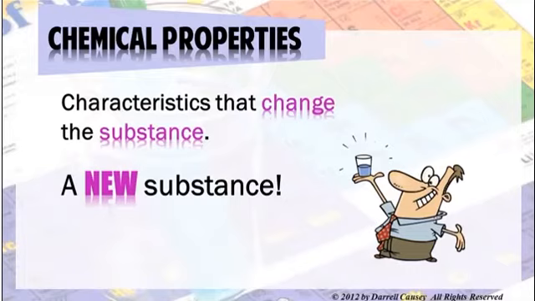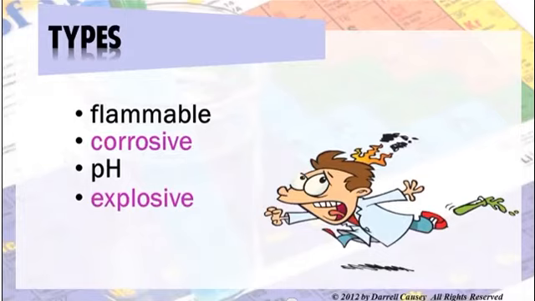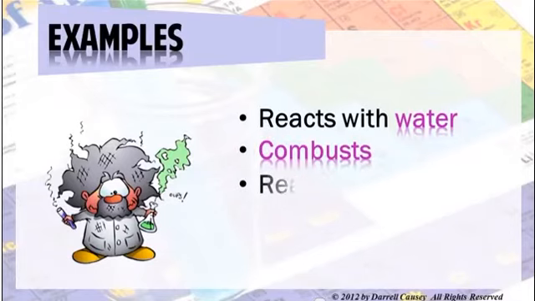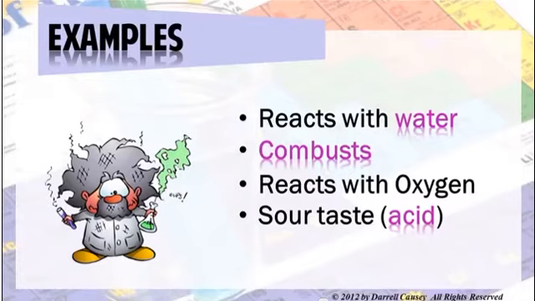Ideas about the types of chemical changes would be things like flammable, corrosive like rust, pH like acid and basic, and explosive, kaboom. All of these are types of chemical properties and chemical changes. Examples would be things like reacts with water, combusts, reacts with oxygen, and a sour taste. That would be an acid. Or bitter taste, that would be basic. And usually that comes from a chemical reaction and creates chemical changes.